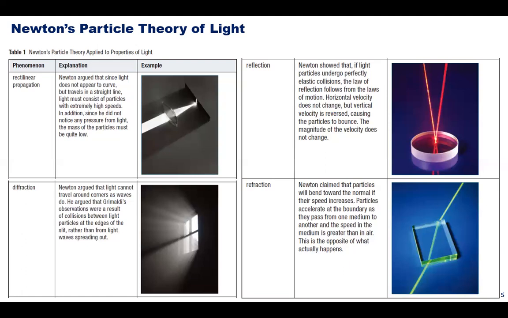Okay, last, refraction. Newton claimed that particles will bend towards the normal if their speed increases. Particles accelerate at the boundaries as they pass from one medium to another, and the speed in the medium is greater than in the air. This is the opposite of what actually happens.